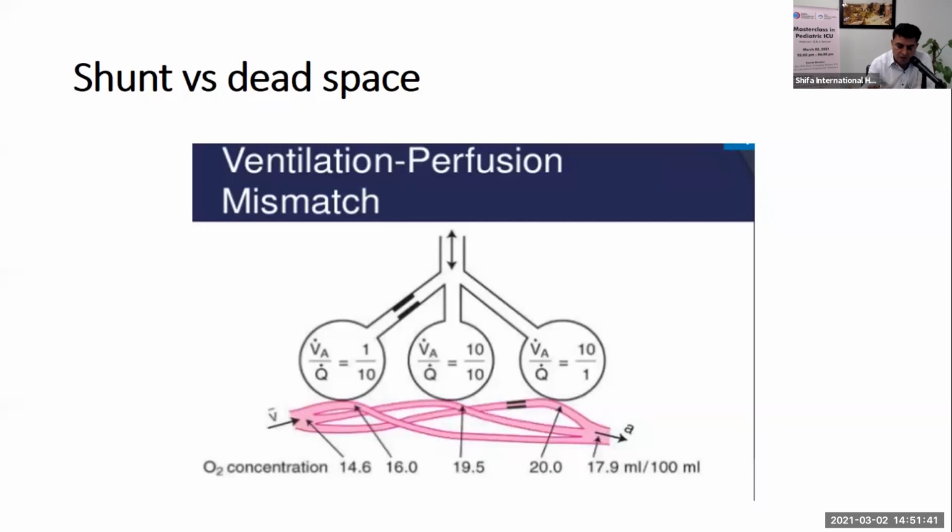And in the last one, the ventilation is normal, it is 10, but the perfusion is affected. It typically happens in patients with pulmonary embolism, or where there is decreased perfusion to any part of the lung. So the first alveolus you can call a shunt, and the last alveolus you can call dead space, because in dead space there is ventilation but no perfusion. So that ventilation goes wasted. And this VQ is close to infinity.